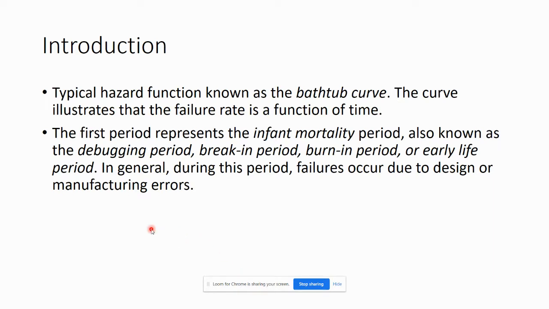So there's another interesting concept called the bathtub curve that reliability analysis always relies on. This bathtub curve is also known as the hazard function. In reliability analysis, when we talk about risk, we sometimes also replace the word risk with hazard. So risk and hazard are interchangeable. Okay, and the curve illustrates that the failure rate is a function of time.